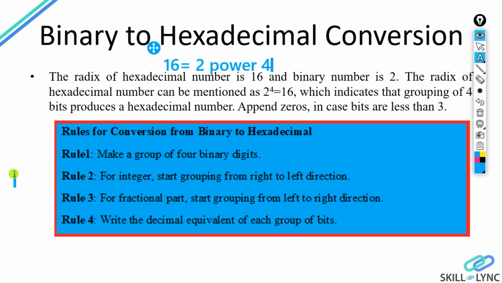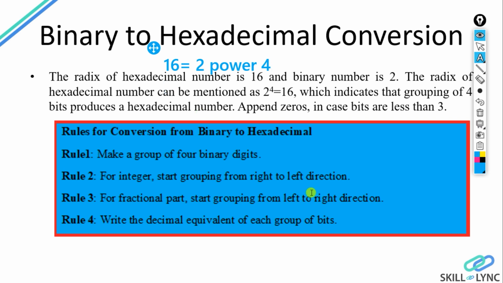Convert the binary number into a hexadecimal number. If a group has fewer bits than required, you can append zeros yourself, the same way as you did in the octal number system. Now the rules are the same. Again, I am just taking these rules. The rule says make groups of 4 binary digits. Then the direction will be right to left for the integer part and left to right for the fractional part. And then write the decimal equivalent of each group of bits.